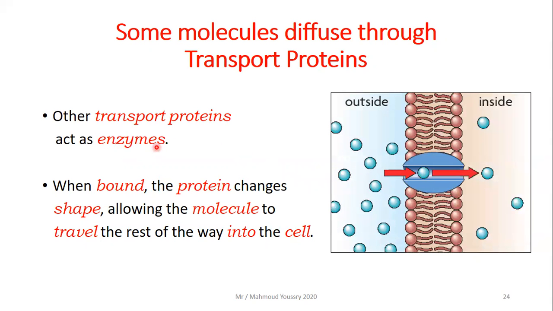Other transport proteins act like enzymes. They bind to only one type of substance or molecule. When bound, the protein changes shape, allowing the molecule to travel the rest of the way into the cell.